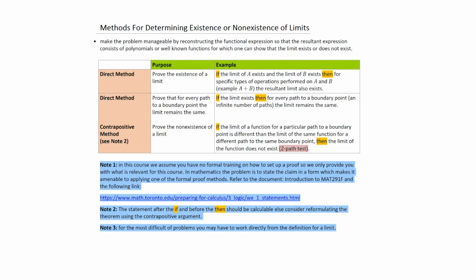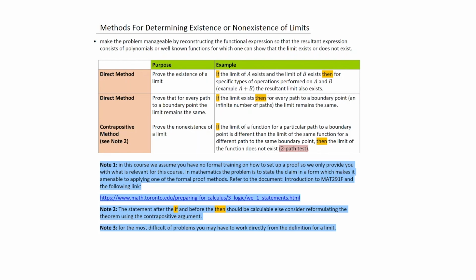So again, in the case of the contrapositive, we're looking at proving the non-existence of a limit. It's the negated form. That means you have to take the end, negate it, take the beginning, negate it, and turn everything backwards. So in this case, it will be: if the limit of a function for a particular path to a boundary point is different than the limit of the same function for a different path to the same boundary point, then the limit of the function does not exist.